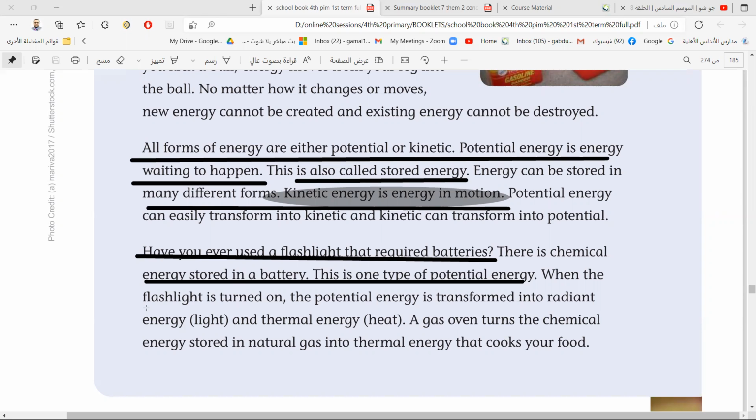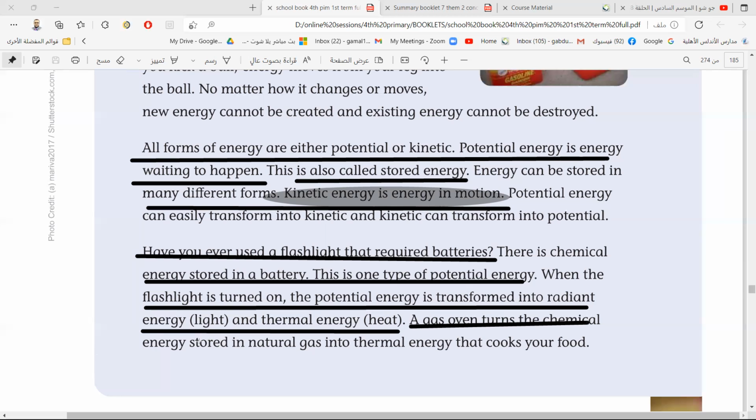When the flashlight is turned on, the potential energy is transferred into radiant or light energy, and thermal energy. The lamp may become hot. It is thermal energy.